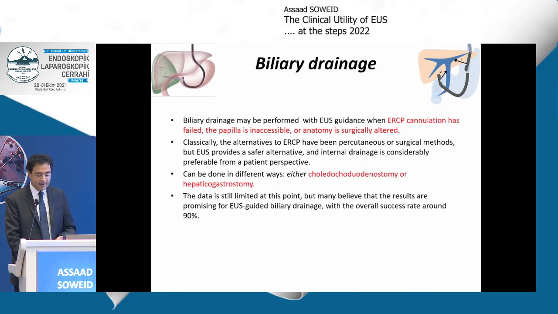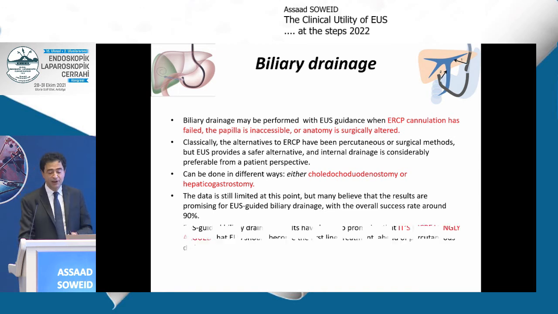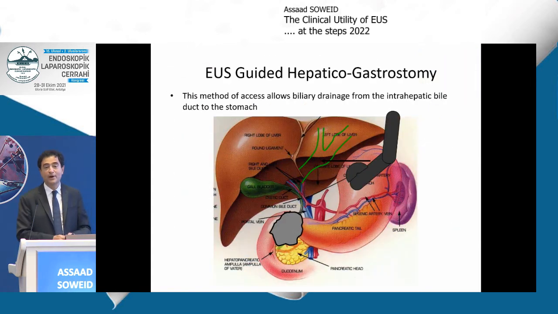Well, this technique gained popularity because sometimes we cannot do any ERCP. It's either very difficult, or there's a tumor blocking the ampulla or blocking the bile duct, or there's a tumor blocking your way in the stomach. Well, we can do biliary drainage by EUS, and we can do it in one of 2 ways.